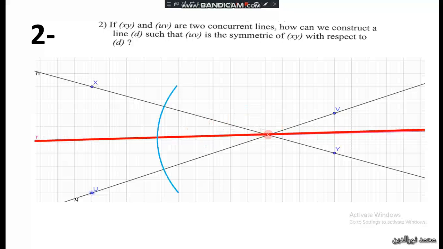We could use the compass. We draw first an arc, then there are 2 points of intersection, then we use them to draw another 2 arcs that will intersect in a point that belongs to the bisector of the angle. So the arcs will intersect directly on the bisector of this angle, and this bisector of the angle is the line of symmetry or axis of symmetry of the sides of these two angles.